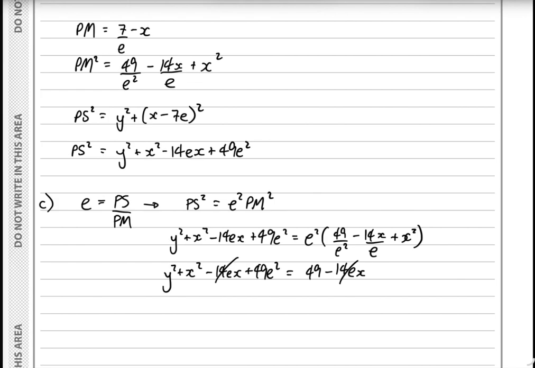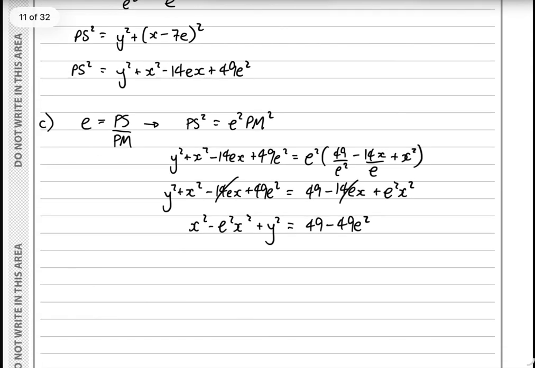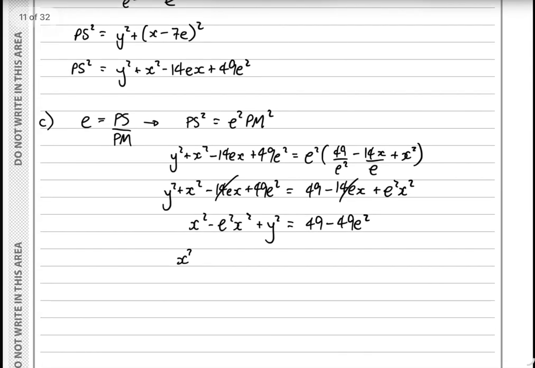With that, and then plus e squared x squared. So I'm going to bring the x's together on the left here. Still have a y squared there, and then the 49 with the 49e squared. And then we've got x squared (1 minus e squared) factorized there, and 49 (1 minus e squared) factorized here.